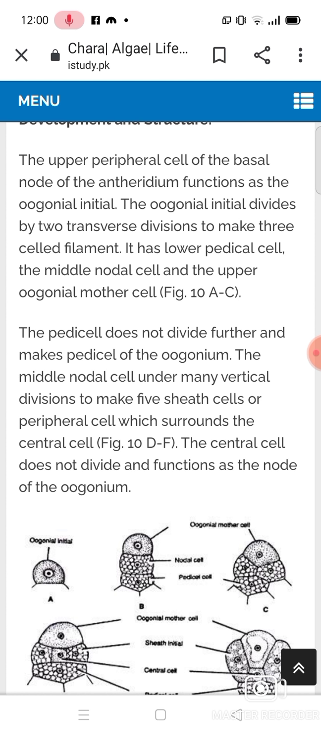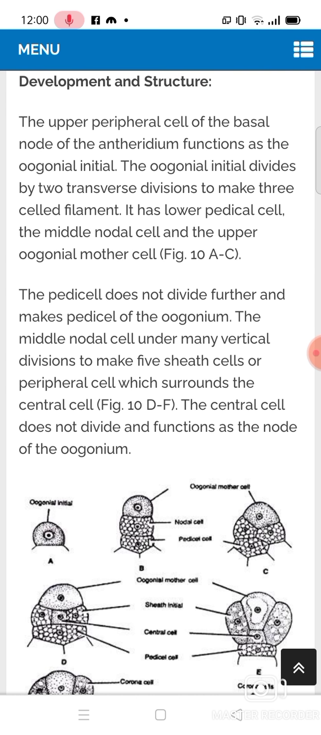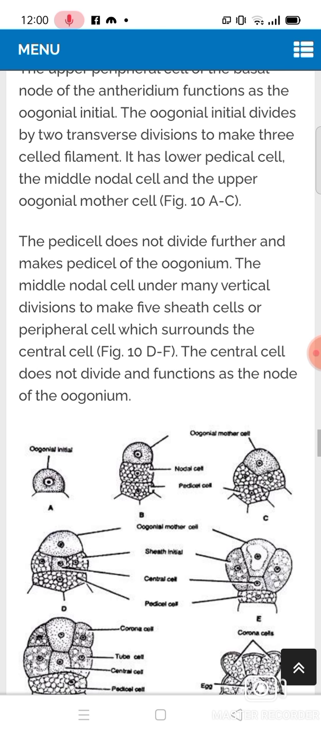The oogonial initial, the mother cell of the oogonium, divides by two transverse divisions, meaning horizontal divisions, to make a three-celled filament. You can see the three-celled filament in the diagram. It has a lower pedicel cell, just like the antheridium, the middle nodal cell and the upper oogonial mother cell.